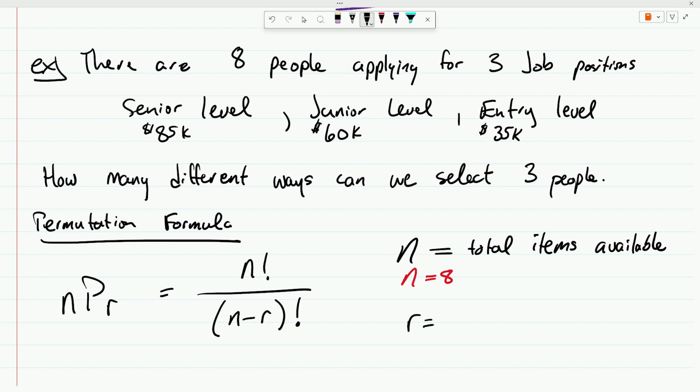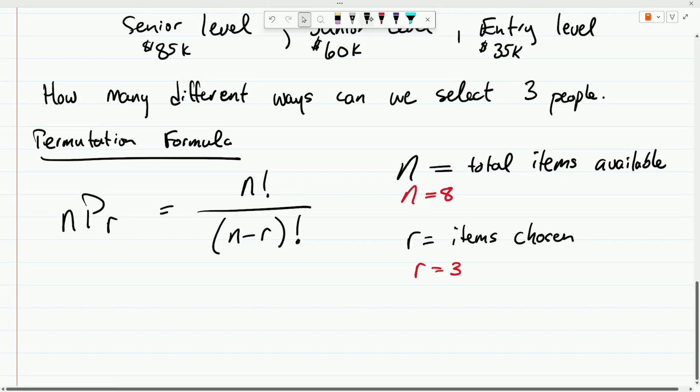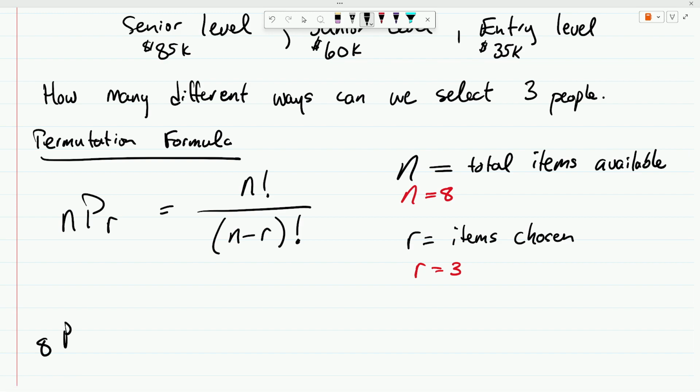R is going to stand for the items chosen. So for us, R is going to be equal to 3 because we're only picking 3 of them. So the way that this formula works is basically wherever you see the letter N, you put an 8. Wherever you see the letter R, you're going to put a 3. So it's 8 permutation 3 is equal to 8 factorial divided by the quantity of 8 minus 3 factorial.